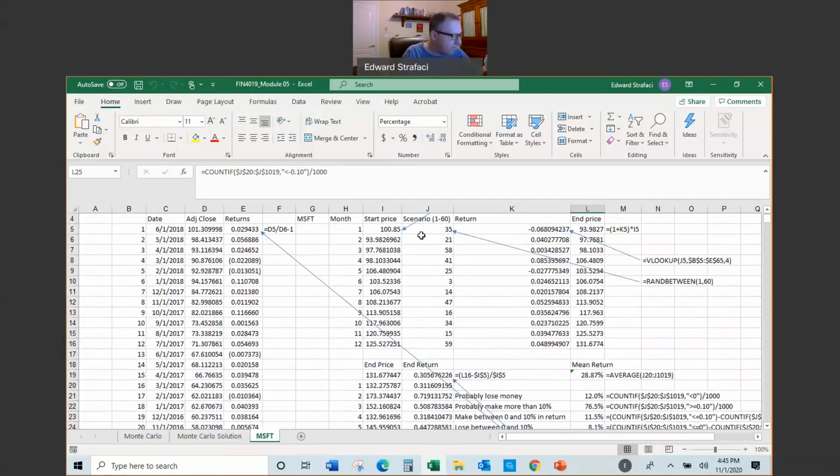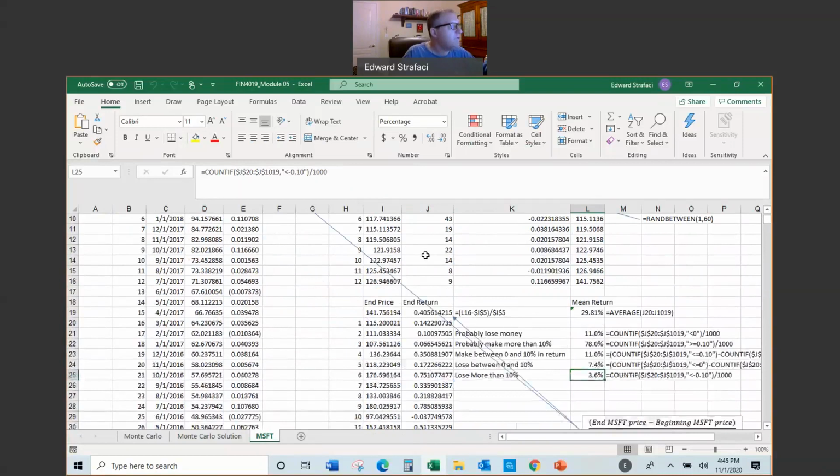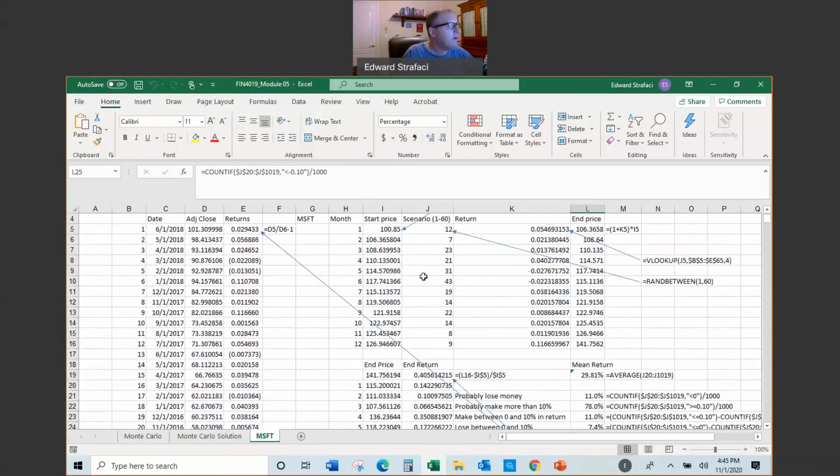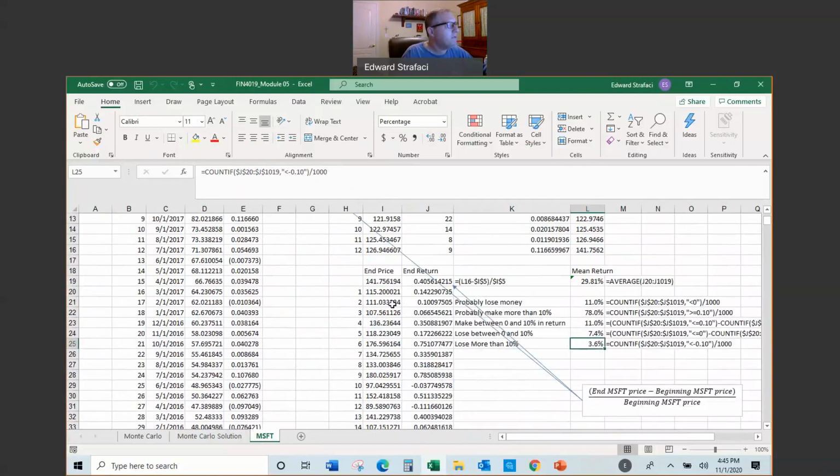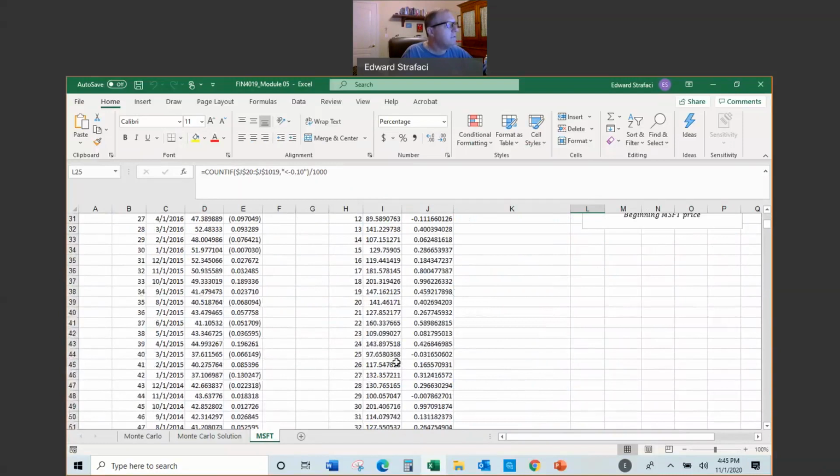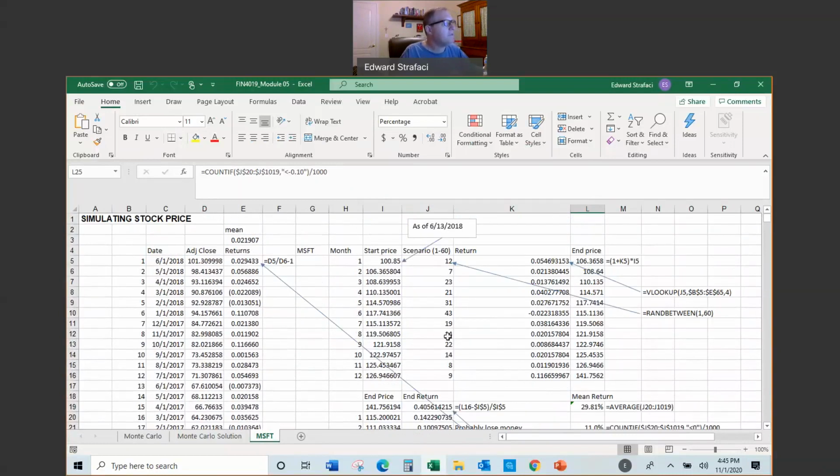Notice every time I hit F9, again, F9 does the trick here. I'm going to get a different simulation. It's going to pick different scenarios. So by picking these different scenarios at random, it's going to give me an end price. It's going to simulate as these are the months it's going to pick. 60 months, but it's going to pick 12 random months, and that's going to be the simulation.